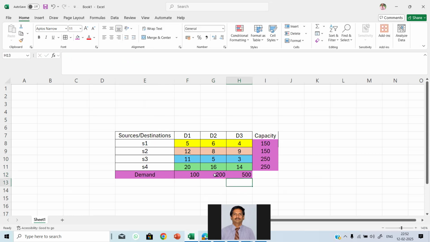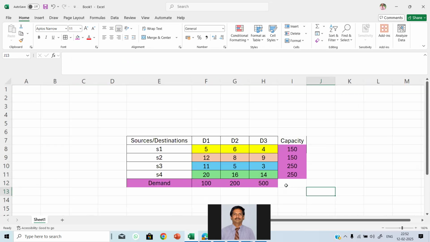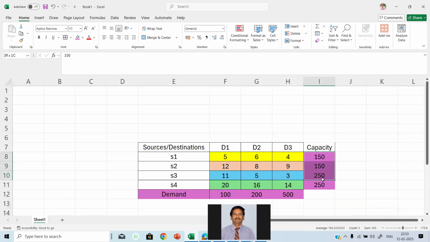Okay. Now the total demand and total capacity. Now look here. 150 plus 150 plus 250 plus 250, I got 800. Now 100 plus 200 plus 500, 800. So both are equal, right? The total demand of the destination warehouses or godowns and the capacity from the sources or factories or production stations or manufacturing locations, both are equal.